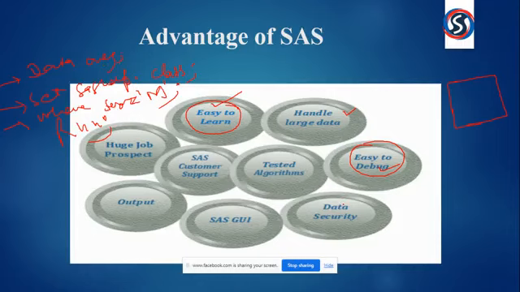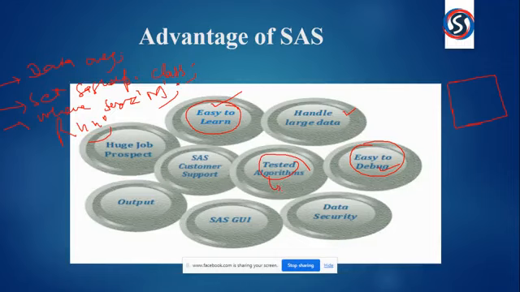Now the next we have the tested algorithm. Here the algorithm implemented in the SAS program is fully tested and analyzed by the developer, and every version of SAS is tested in a controlled environment before it is released. Testing is possible because SAS is a closed source language. You cannot manipulate the source code of SAS.